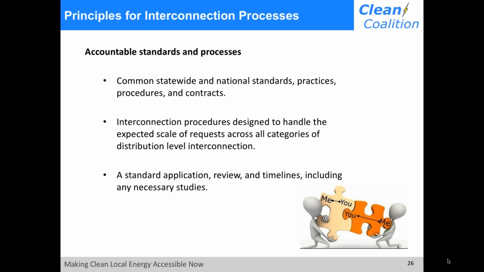Interconnection procedures should be designed to handle the expected scale of requests across all categories of distribution-level interconnection, including residential and commercial. Self-generation for non-exporting on-site use, intermittent export and net metered credit, or exported for sale to the distribution system operator. This includes a common application and associated qualification date for review in any necessary studies.